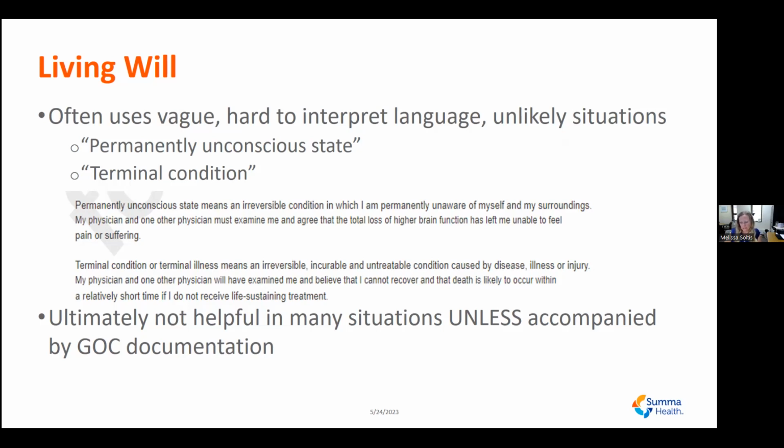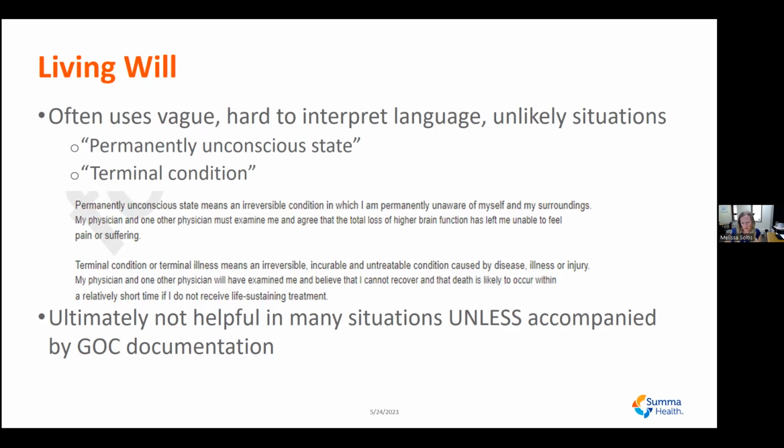So when people rely solely on a living will to help them to be expressive of their wishes, it really falls short of being able to communicate to the medical team. So permanently unconscious means permanently unaware of myself and my surroundings, meaning total loss of higher brain function. Okay? Unable to feel pain or suffering. You're essentially dead at that point.